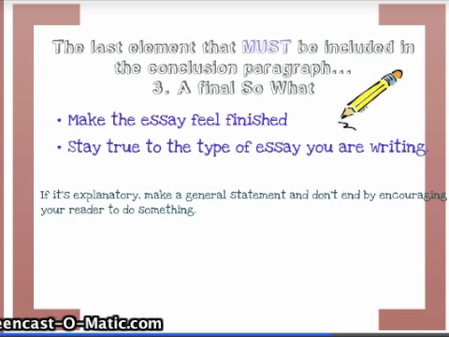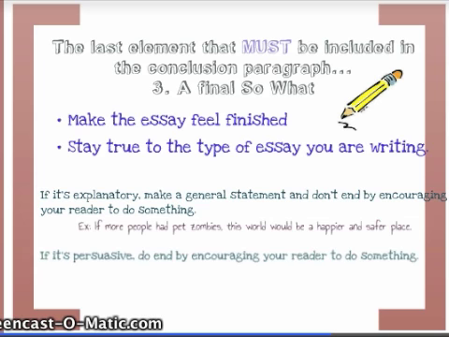If it's an explanatory essay, you don't want to suggest that your audience do something because your point was not to persuade them. Instead, you may just make a general statement like this. If more people had pet zombies, this world would be a happier and safer place. Maybe somebody will go out and get a pet zombie now that they've read that, but then again, you're not asking them to.